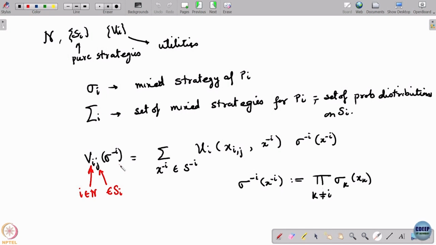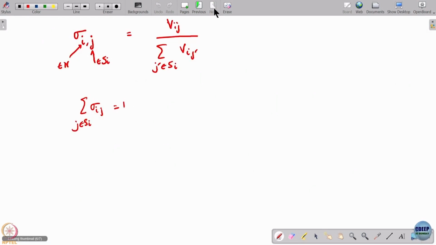Is this clear? If this is a little bit confusing, I can even just put j here directly. So j itself is his pure strategy, the strategy in Si. So this is what player i gets when he plays strategy j, which is in Si, and others play x minus i.